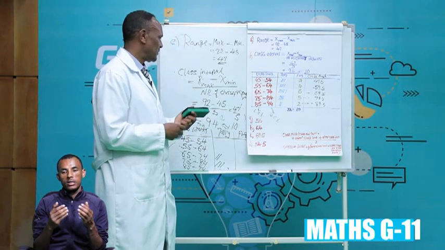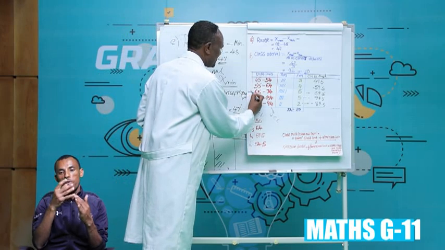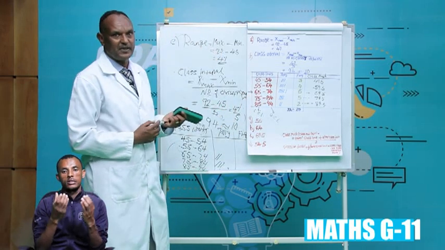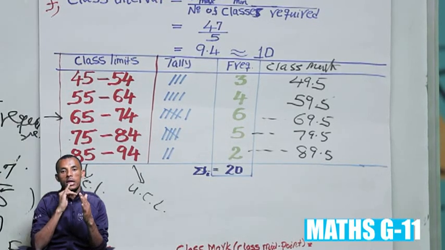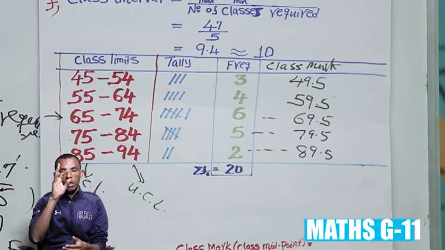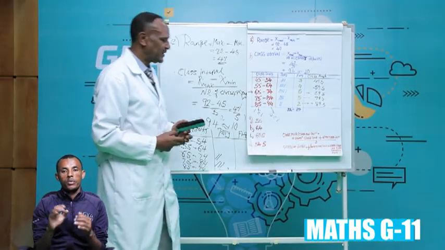And what you are asked now is, what is the class mark of the third class? The third class was from 65 to 74. Then the class mark for that given data is 69.5. The last question you are asked is about class boundary.